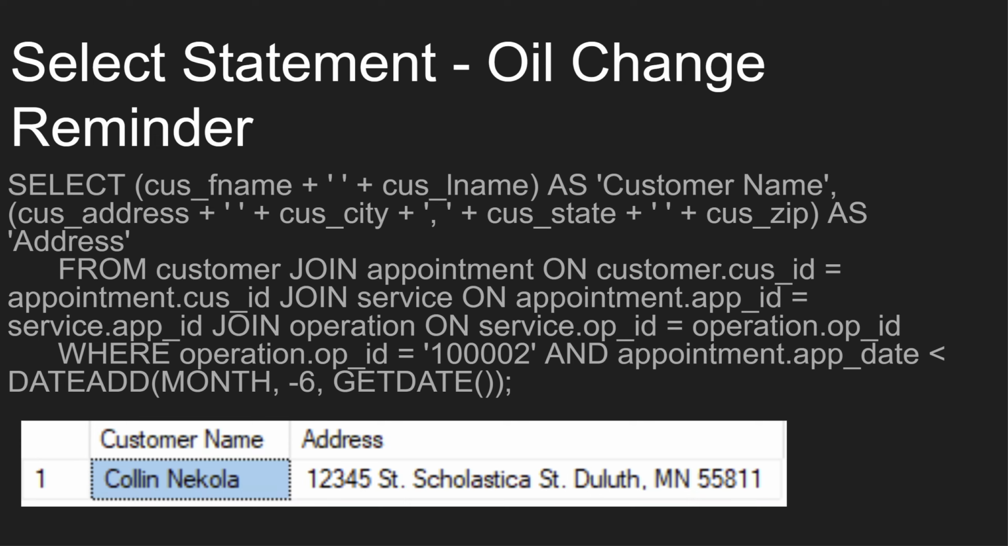So where the operation was an oil change and where the appointment date has been over 6 months ago. So this is displayed in kind of a roundabout way. So where the appointment date is less than date add current date minus 6 months. So basically, if it's today's date minus 6 months, if their appointment date is less than that, then that's where it displays.